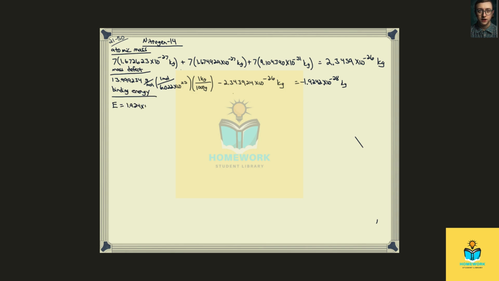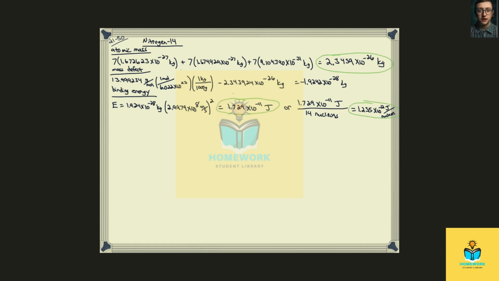The binding energy can then be calculated using E equals mc squared. So m will be the mass defect of the nuclide we just calculated, multiplied by c squared, where c is the speed of light, 2.9979 times 10 to the 8 meters per second. This will then give us units of joules. It'll be joules per nuclide. If we want joules per nucleon, then we need to recognize that in nitrogen-14 there are 14 nucleons. So we divide that by 14, and we get 1.235 times 10 to the negative 12 joules per nucleon. And again, some people prefer to put negative signs here in order to emphasize that this is energy released during the formation.